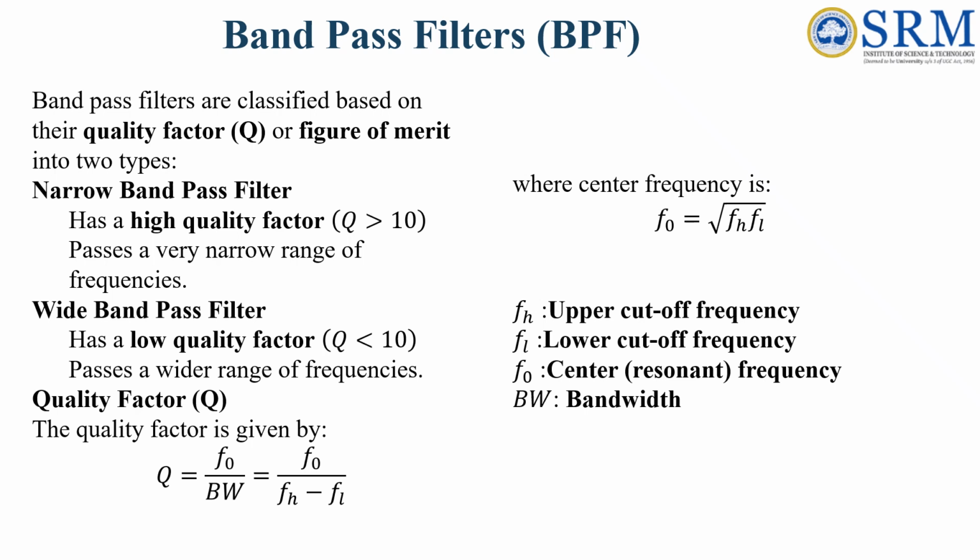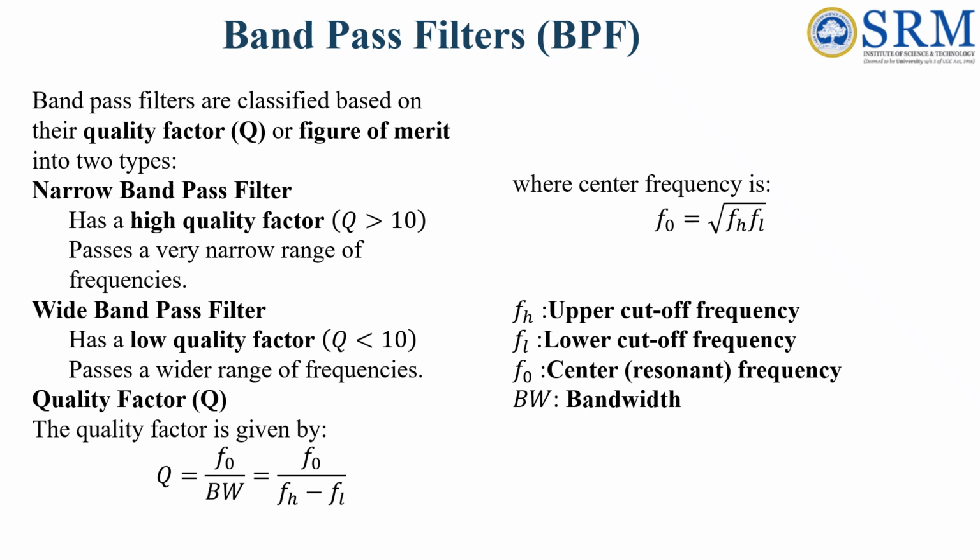Wide bandpass filter has a low Q value, which is lesser than 10. The bandwidth is wider. These filters are used where a broader range of frequencies is needed. The quality factor Q indicates the selectivity of the filter. Higher Q means narrower bandwidth and better selectivity. Lower Q means wider bandwidth.